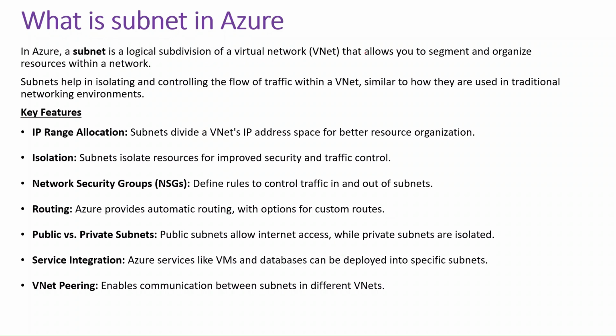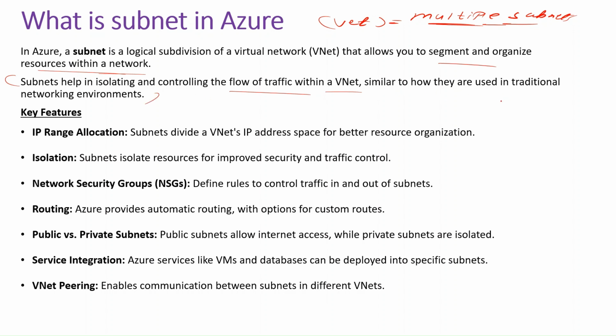So similar to subnetting, here we say something called subnets. So in each VNet we can create multiple subnets. So these subnets can be used to distinguish two different segments of a network so that you can effectively route the data. In Azure, a subnet is a logical division of a virtual network that allows you to segment and organize the resources within a network. This subnet helps in isolating and controlling the flow of traffic within a network, similar to how they are traditionally used in networking.